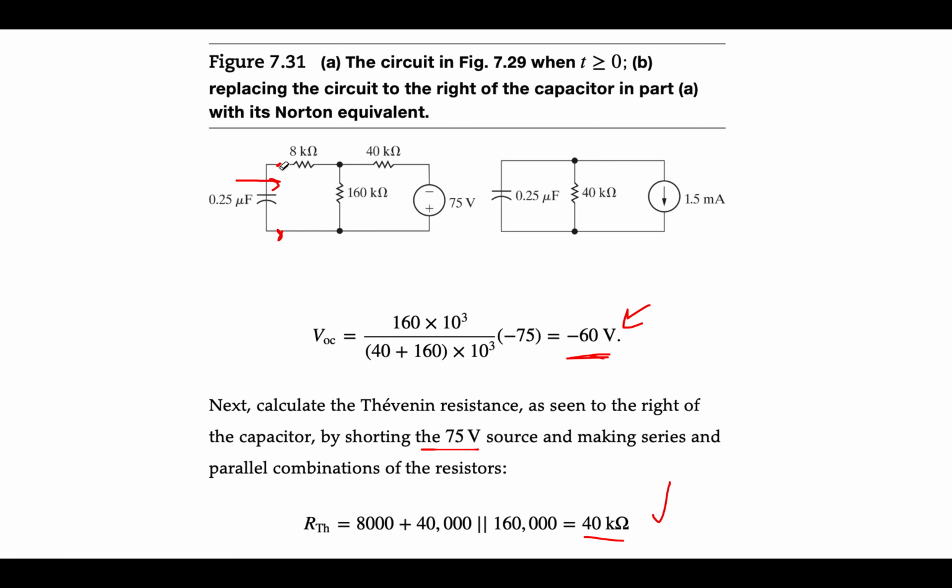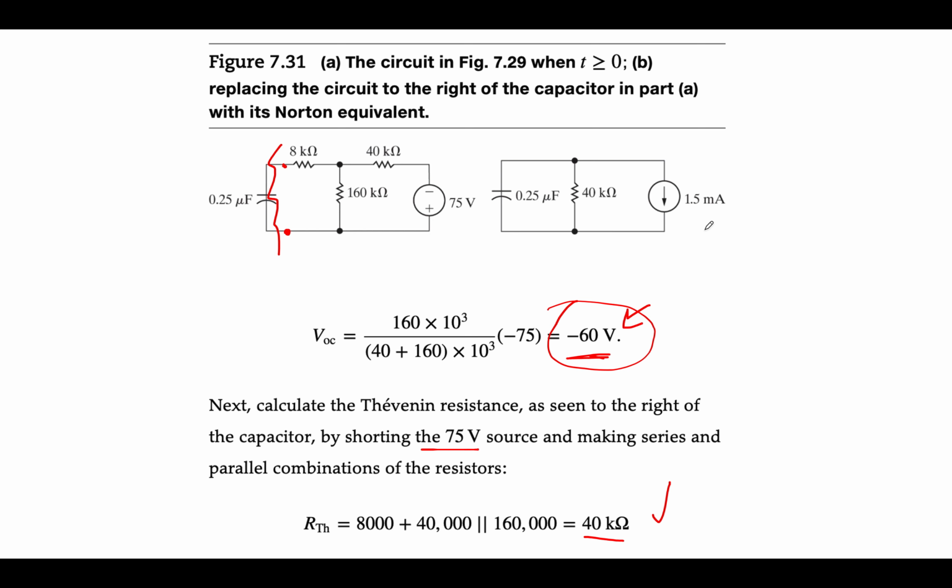So let's erase my short. If t has gone to infinity, basically this capacitor is gone, it's an open. And so now you can see the output voltage is a simple voltage divider. It's going to be the voltage across the 160K resistor. So in fact, you could find the open circuit voltage, you could find the Thevenin equivalent, and then that would give you the voltage across that capacitor.